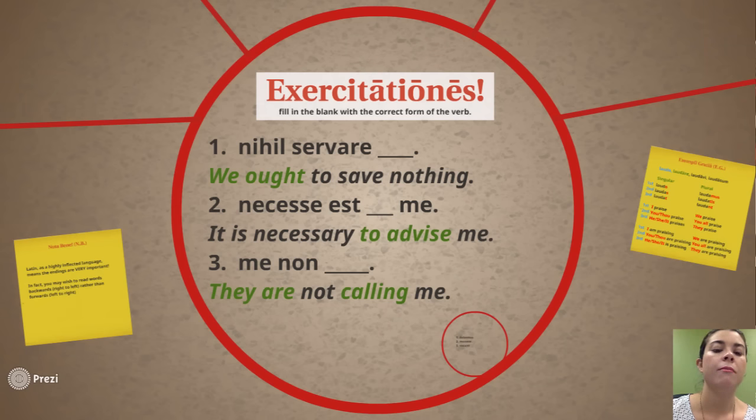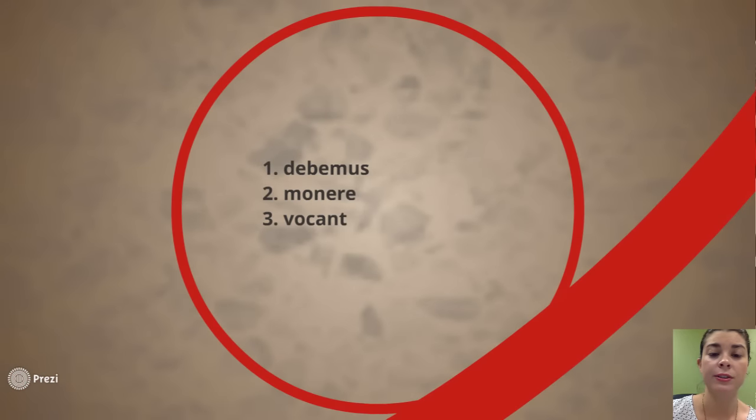Next, we have me non blank. They are not calling me. Now, non means not. And remember, they are calling is just another way of translating present tense. So we just want to say they call, if that confused you for a minute. So vocant would be the correct answer. And if you couldn't understand what I was saying, here's the answers in written form.